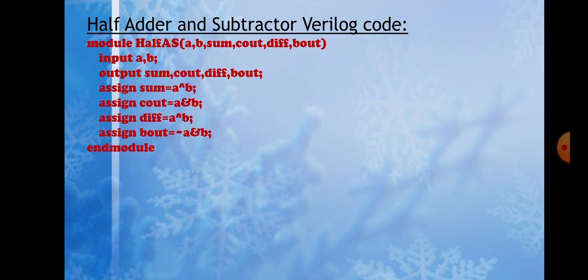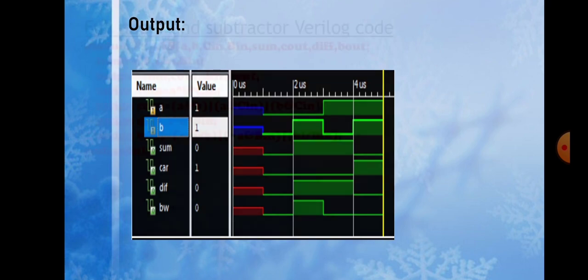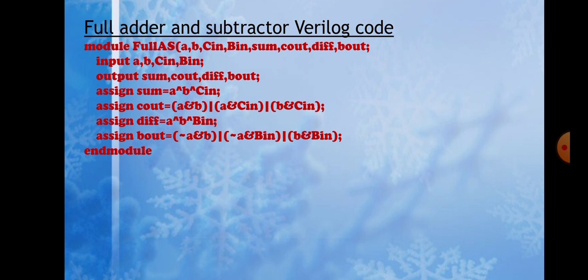End module. So you can see the output here where A value is 1, B value is 1, the sum is 0, and carry out is 1, difference is 0, and borrow out is 0. You can also see the lines, that is thin and thick lines in the output. Now you can see the Verilog code for full adder and subtractor.